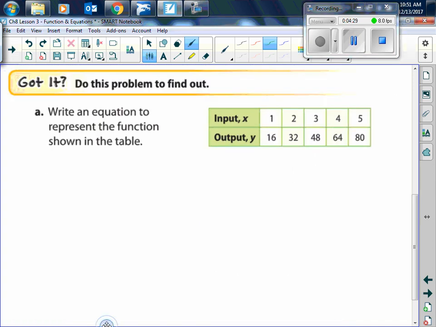So for the got it, it says write an equation to represent the function shown in the table. I want you to write the direction and copy down the table because we are going to show our work on the table.